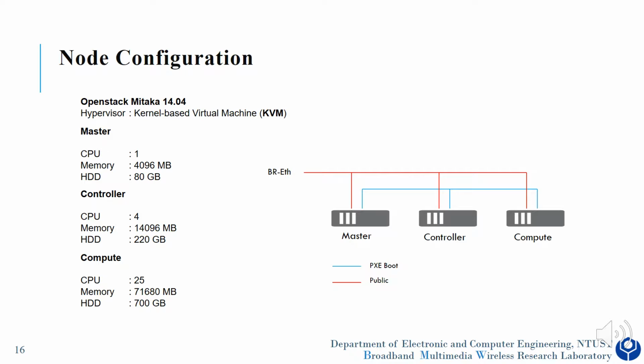We have configuration for the nodes as follows. Master has a single CPU, 4 GB memory, and 80 GB storage capacity. For controller, we assign 4 CPU, 14 GB memory, and 220 GB storage capacity. For compute node, because this node is special, we assign the rest of the resource pool to squeeze out the computational power that the machine has. Compute node has 25 CPU, 70 GB memory, and also 700 GB storage capacity.